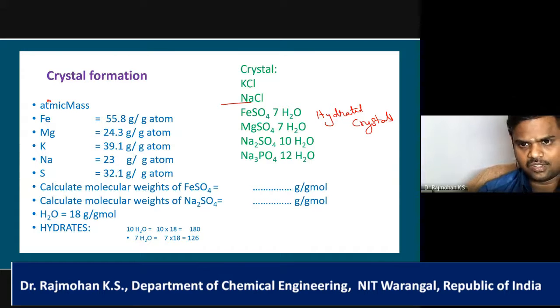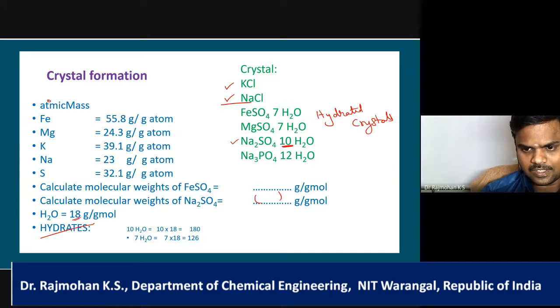That's why I have given them here, so that we can calculate the molecular weight of KCl, the molecular weight of NaCl, FeSO4, MgSO4, Na2SO4, Na3PO4, and how to calculate the molecular weight of these hydrated salts. If you have a hydrate, we know each water molecule has 18 gram per gram mole. So if 10H2O is there, we have to use 10 times 18, that is 180 gram per gram mole, added to the molecular weight of Na2SO4.